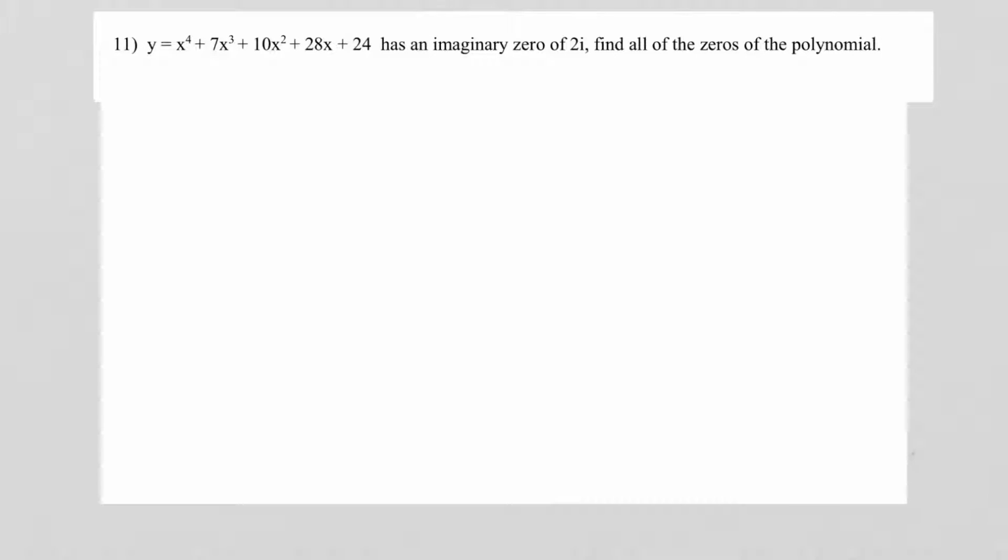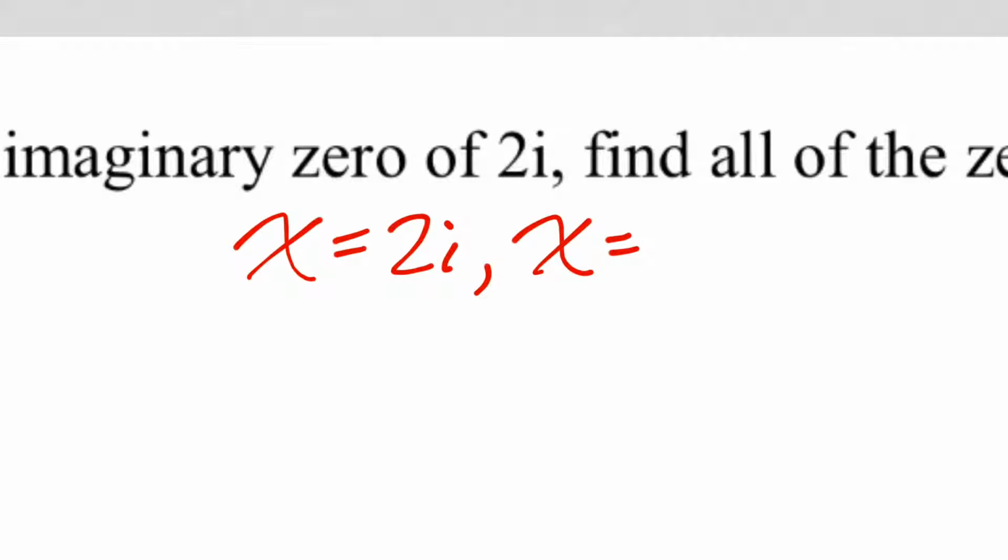Problem number 11. We are told that we have an imaginary zero at 2i, and we want to find all the zeros of the polynomial. Well, remember that complex solutions always occur in conjugate pairs. So if I have a solution at x equals 2i, I have another solution at x equals negative 2i. That is the complex conjugates theorem.